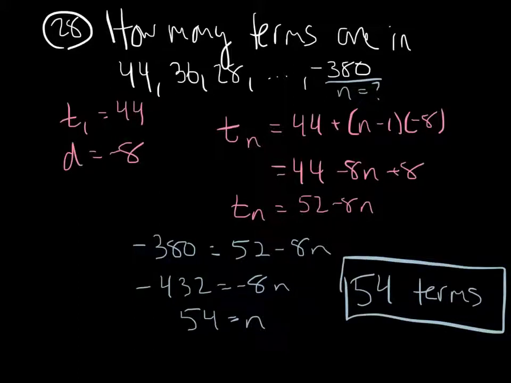Again, that's just write the formula like I did here. I did first term, t sub 1, and d. That's from there. Get the formula, and then we want to fill in n for negative 380. So t sub n is negative 380, 52, and then negative 8n. And then subtract that. And so we get negative 432 divided by negative 8, which is 54.